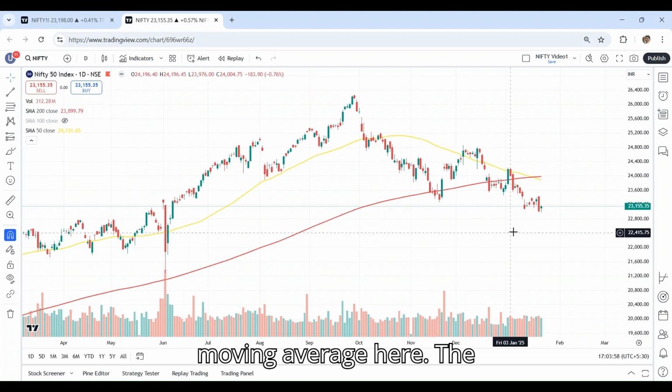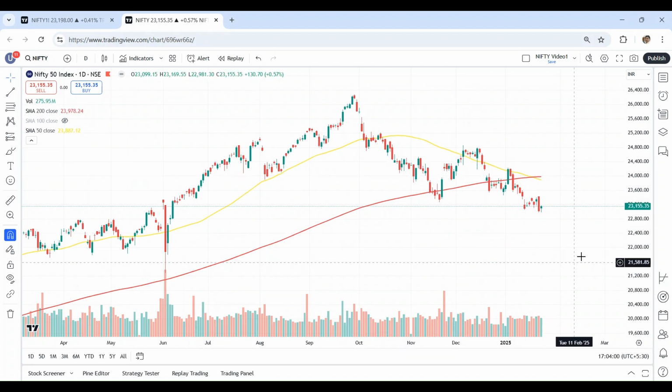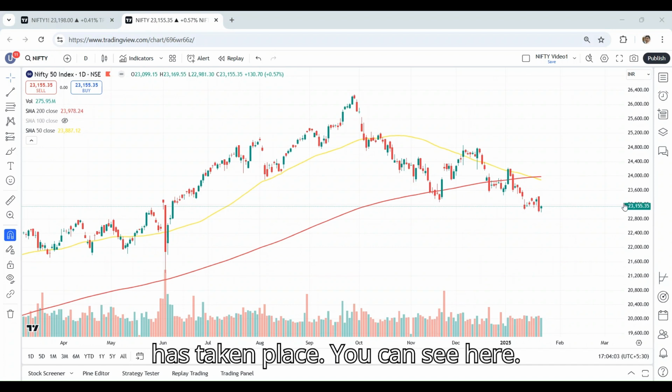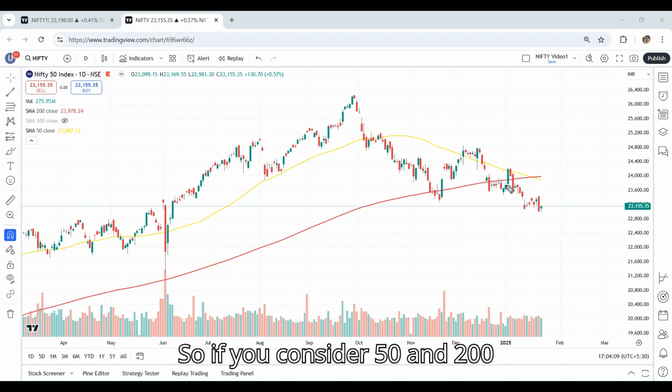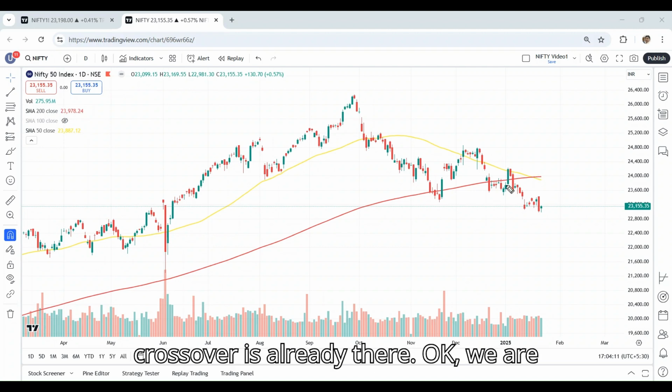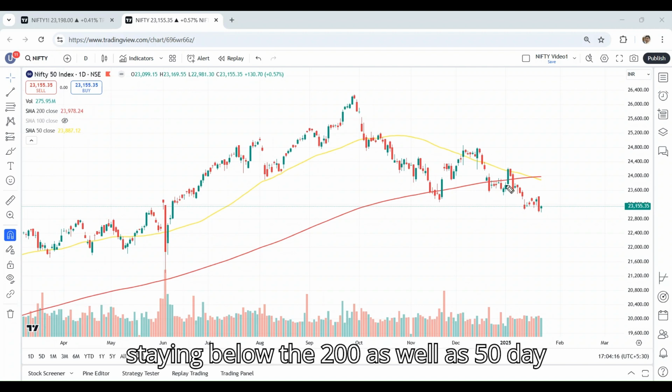Here the crossover has already taken place. You can see here. So if you consider the 50 and 200-day moving averages, the death crossover is already there. Okay, we are staying below the 200 as well as the 50-day moving average.